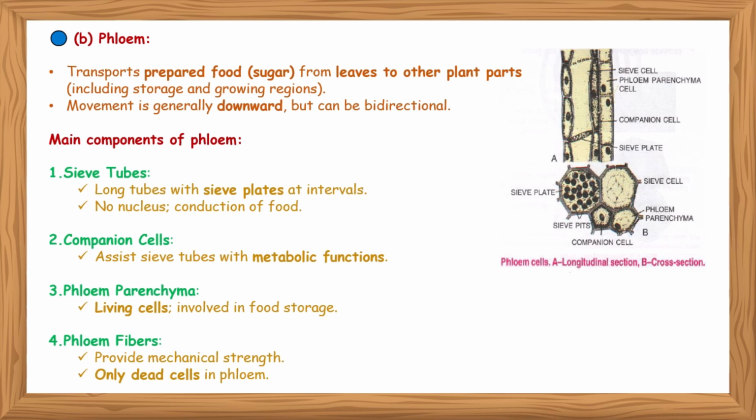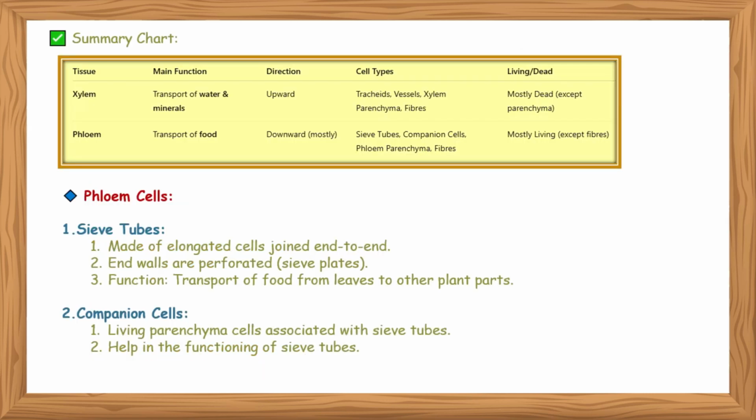Companion cells assist sieve tubes with metabolic functions. Phloem parenchyma has living cells and is involved in food storage. Phloem fiber provides mechanical support, and only dead cells are found in phloem fibers.